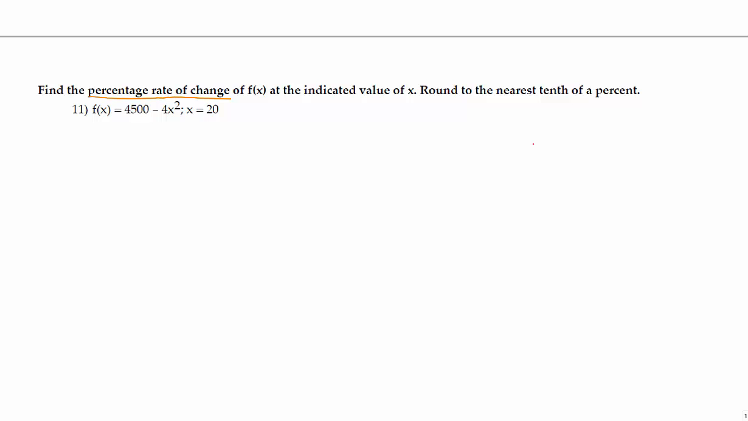So I'm looking for the percentage rate of change. Remember that our formula is f prime of x over f of x, and then convert that to a percent, so times 100%. So the relative rate of change is f prime over f, and then convert it to a percent. All right, so for my function here, f prime of x is going to be negative 8x. And so f prime evaluated at 20, negative 8 times 20, I get negative 160. That'll go in the numerator.